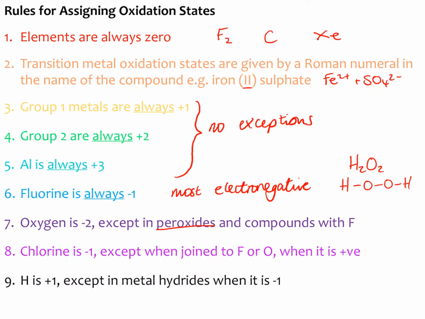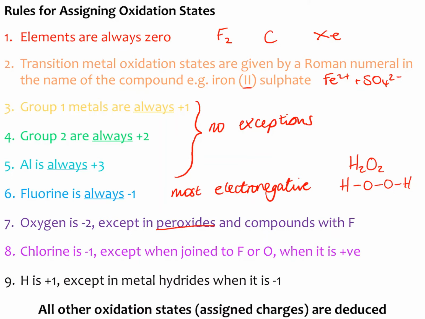And rule number 9 is that hydrogen is +1, except when it's in a metal hydride, when it will be -1. Now, metal hydrides are where metal and hydrogen join together and form a compound. Now, if something is not mentioned in the rules for assigning oxidation states, then all other oxidation states or charges must be deduced. So if it's not listed on this set of rules, you have to work out what the charge would be.